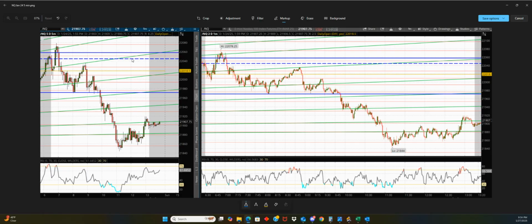So if you don't take anything out of this video, just make sure you jot down the overnight open, high and low, and the daily open on your chart. Those are going to be acting as support and resistance levels throughout the day session.